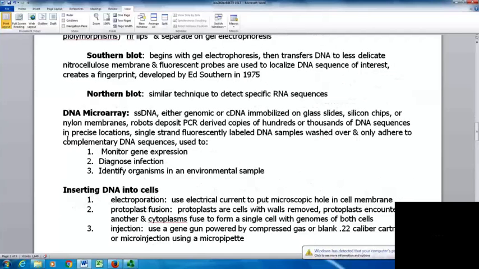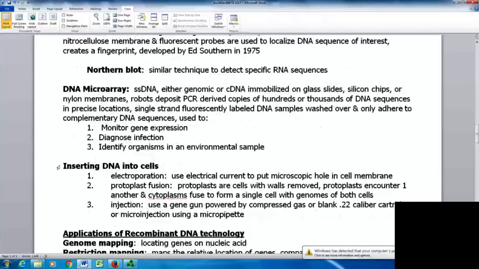So DNA microarrays are going to be made up with single-strand DNA, either genomic or cDNA, that's been immobilized on glass slides, silicon chips, or nylon membranes. These are made with robots. They deposit the PCR-derived copies of hundreds or thousands of DNA sequences in very precise locations. So single-strand fluorescently labeled DNA samples are then washed over, and those samples are only going to adhere to the complementary DNA sequences. We can use this to monitor gene expression, diagnose infections, or identify organisms in an environmental sample. So the microarrays are also commercially available.